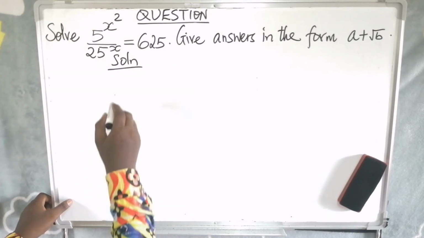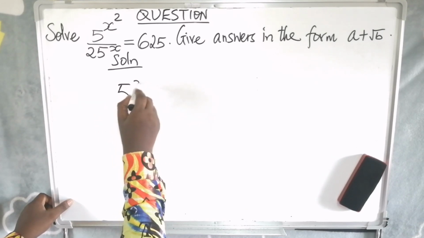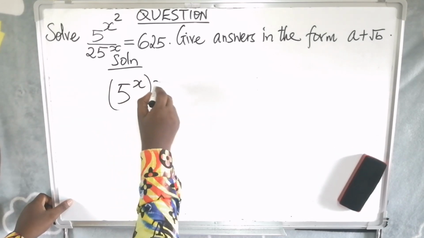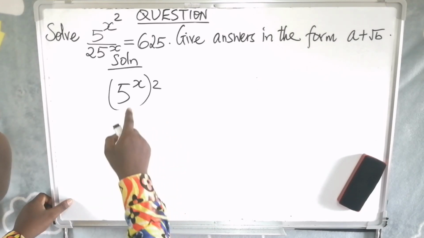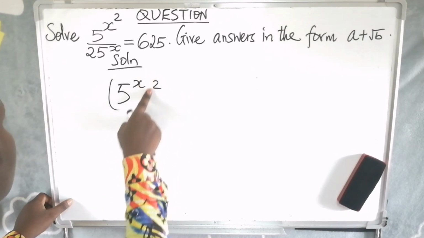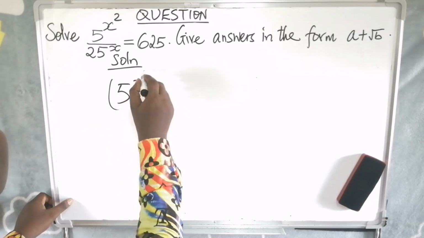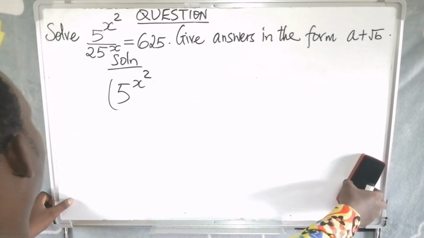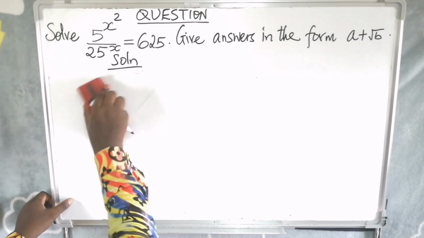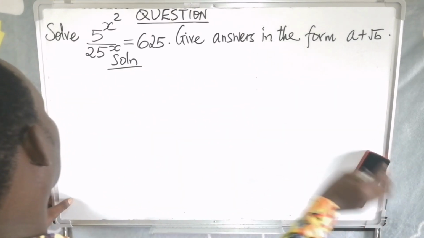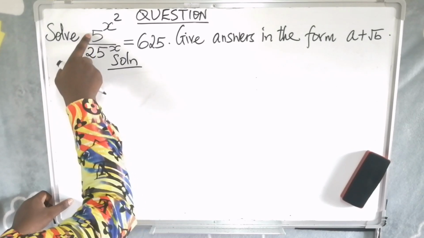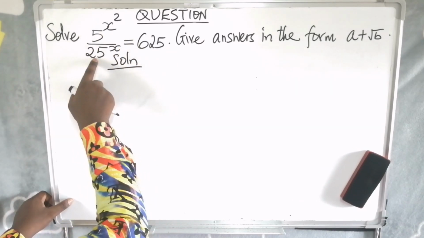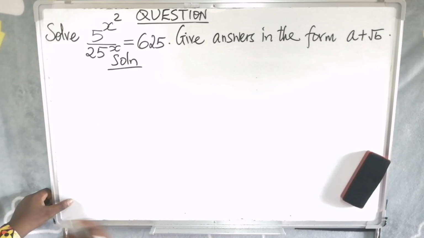So please note that this is not 5 power x in brackets power 2 like that. It is 5 raised to the power of x squared. So there is a difference. Since we have noted that, let us write 25 to base 5 and also 625 to base 5, and then we'll be able to solve the question.